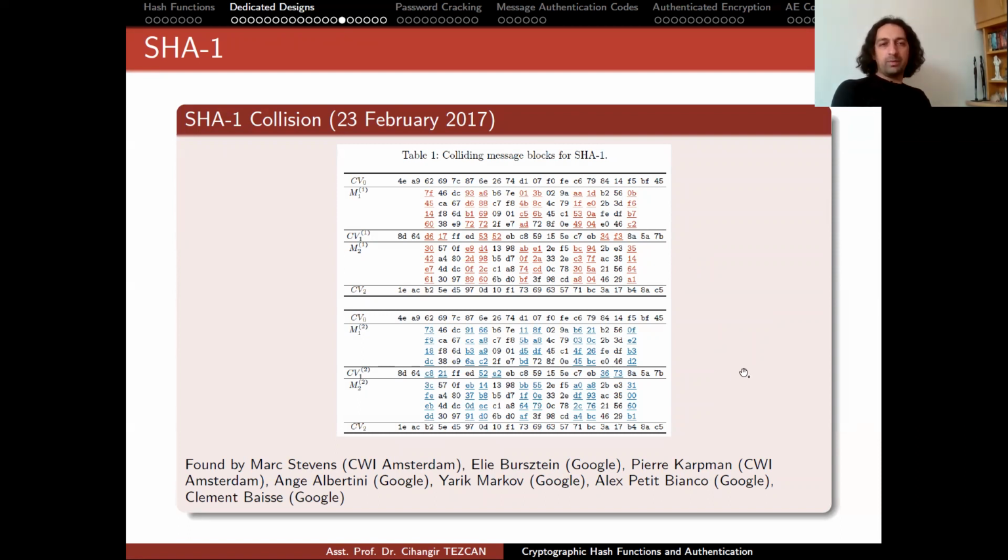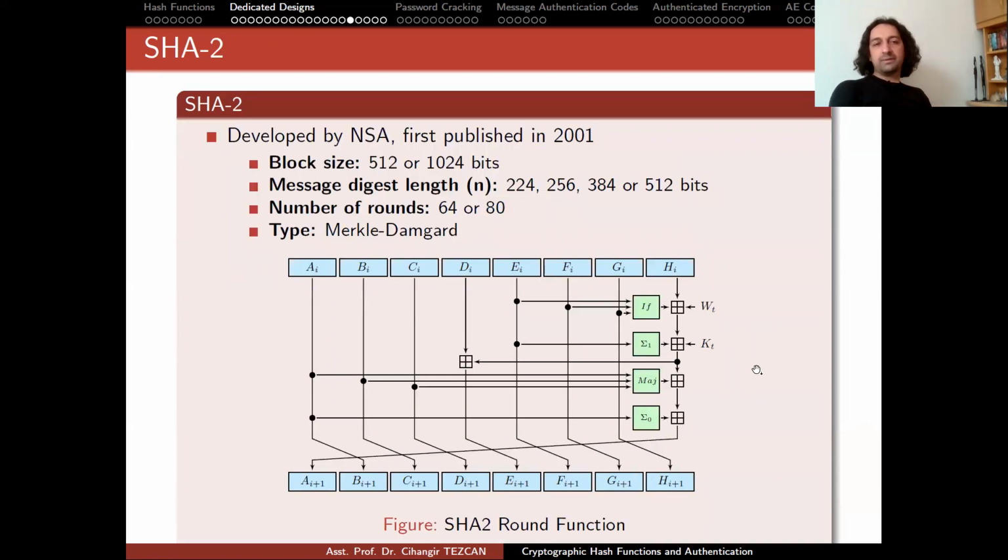And there are newer papers where you can provide SHA1 collisions with chosen prefix. So SHA2, until this part, we talk about all of the broken hash functions. Now there's an example where a hash function is not broken yet. This is again developed by NSA and first published in 2001. This time it allows two different block sizes, 512 and 1024.